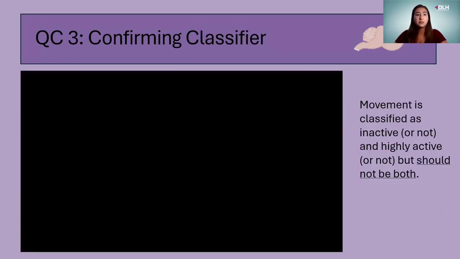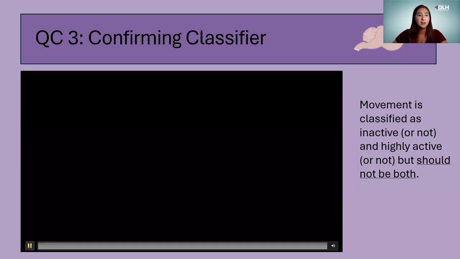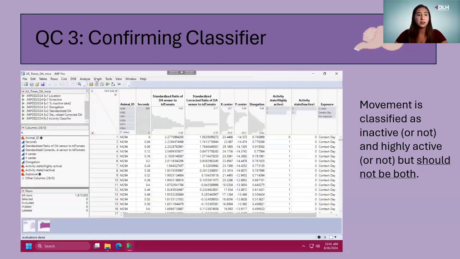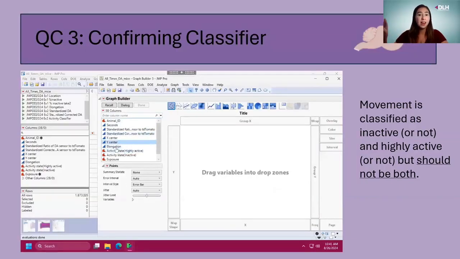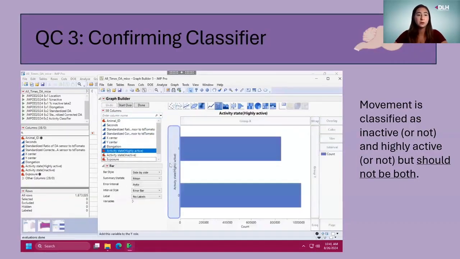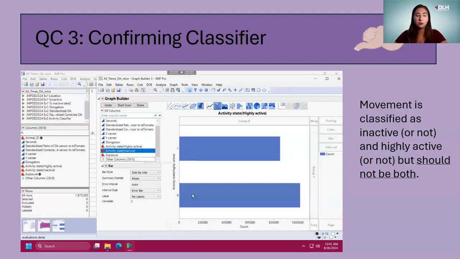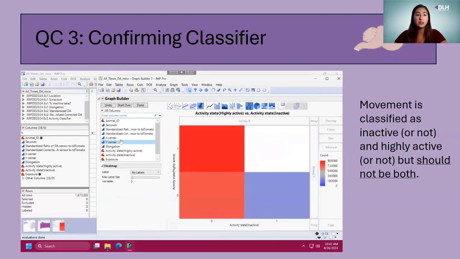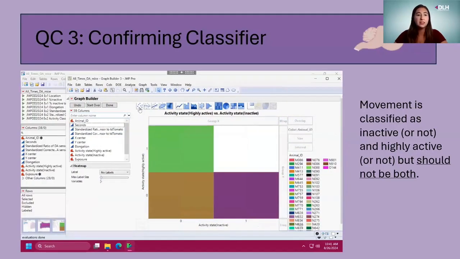Now, our last thing was to confirm a movement classifier. So the movement could either be inactive or very active, but it shouldn't be both. These animals shouldn't be sprinting and sedentary at the same time. So we're going to go over to Graph Builder again to check and make sure that no data is classified as both highly active and inactive. We're going to drag those two columns over to our graph. And we're going to switch to points again because I like points after we change it for our animal ID.